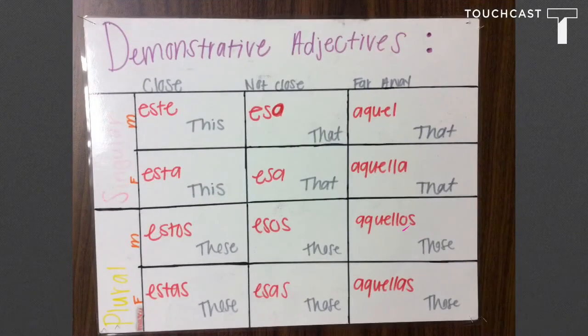Let's take a look at them again. Repeat after me. Este, esta, ese, esa, aquel, or aquella. Again, all of these would be adjectives, so the noun would be accompanying these, and the plural would be estos, estas, esos, esas, aquellos, or aquellas.